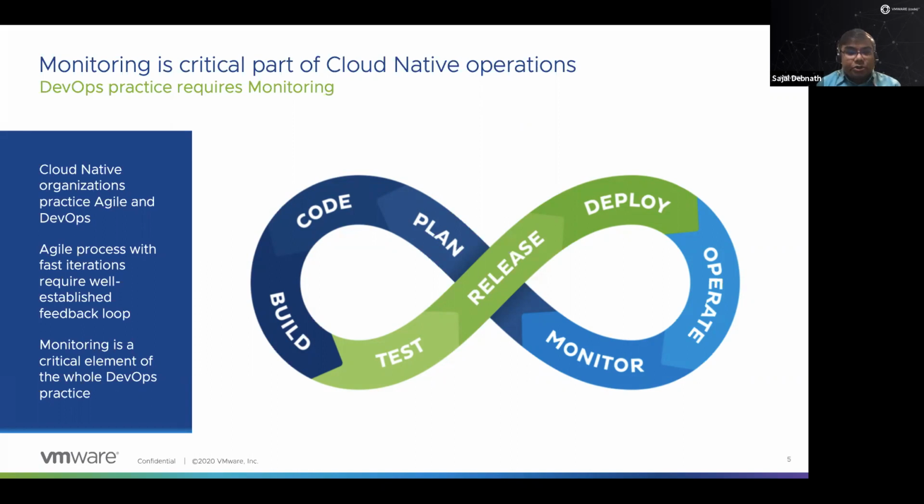In order to do that, you need to establish a very good feedback loop, because you are just making iterations. If you don't know what problems or challenges or bugs the program has, you never know to correct them. So the feedback is very important. And how do you get the feedback? Through monitoring. Monitoring is a critical element of the whole DevOps practice that we have.